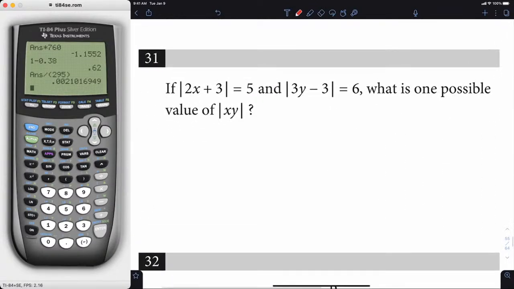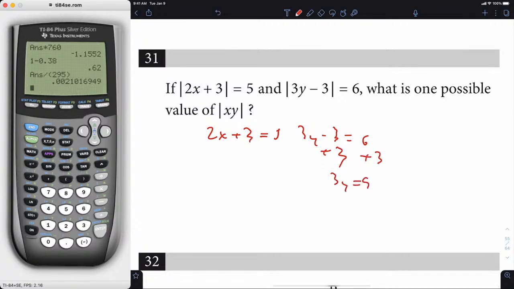If that equals that and that equals that, what is the possible value of that? Okay, so 2x plus 3 is 5, and 3y minus 3 is 6. We're going to drop those absolute values and just solve. 9 is equal to 3y. So y could be 3. That is possible. And x could be, let's see, 2. x could be 1. So then 1 times 3 would just be 3.